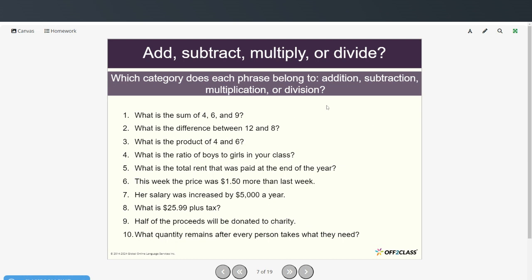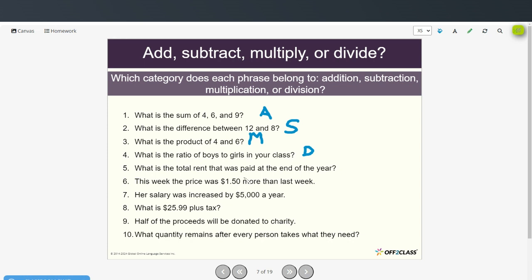All right, which category does each phrase belong to? Is it addition, subtraction, multiplication, or division? So what is the sum of 4 plus 6 plus 9? Well, that is addition. What is the difference between 12 and 8 is subtraction. What is the product of 4 and 6? That's multiplication. What is the ratio of boys to girls in your class? That is division.